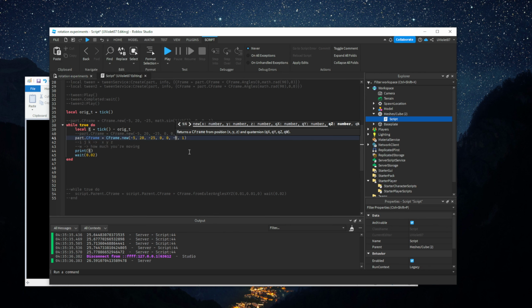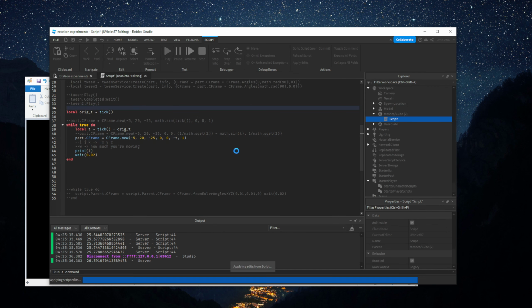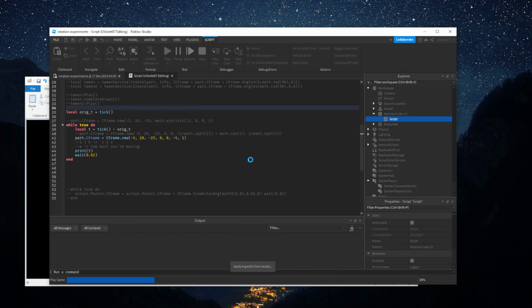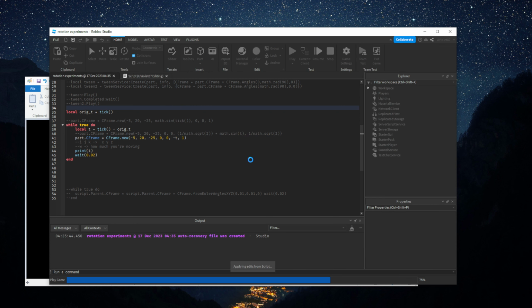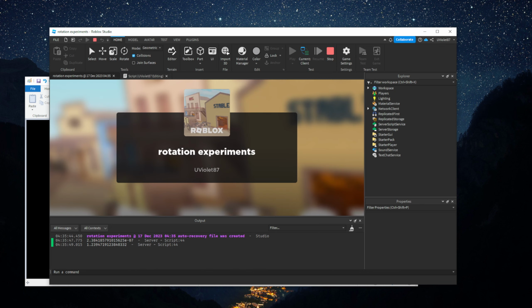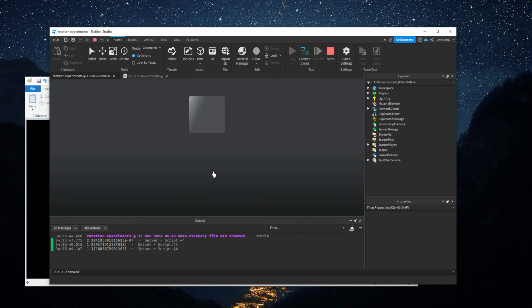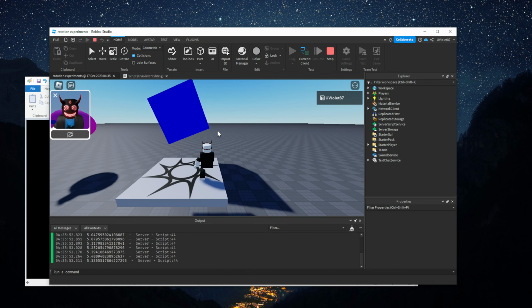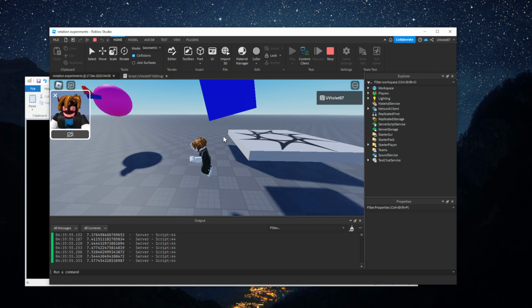Let's do negative t. We'll watch it rotate the other way. So then you can imagine this would do a similar thing for each of the x-axis, the y-axis, etc. So it's just rotating the other way, right?